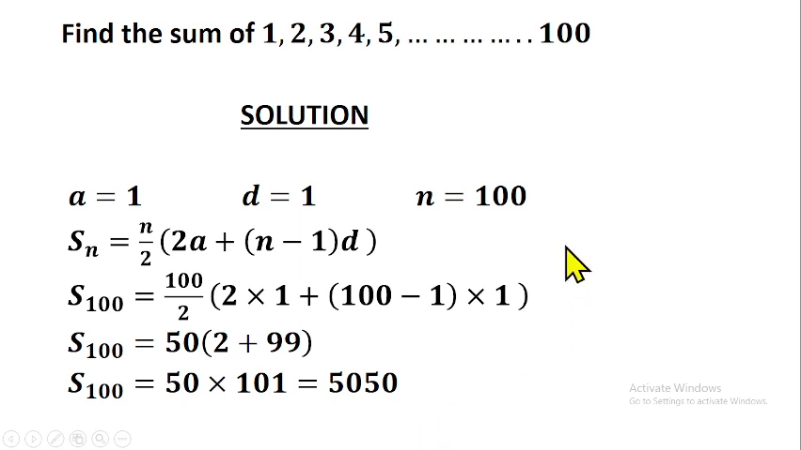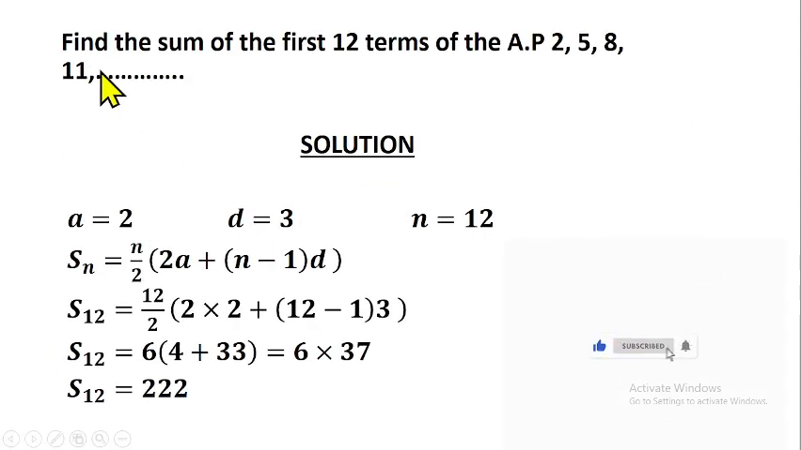Let's see another question on sum of terms in an AP. Find the sum of the first 12 terms of the arithmetic progression 2, 5, 8, 11, and so on. In this progression, we don't know the last term, so you cannot use the last formula. You are going to use the first one. What's the first term? 2. What's the common difference? The common difference is 3, because 5 minus 2 gives us 3.